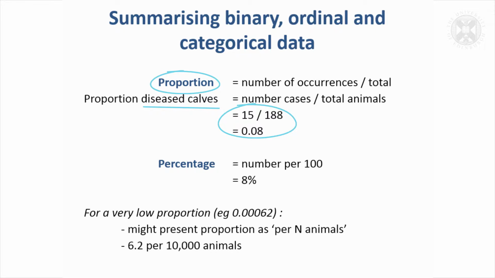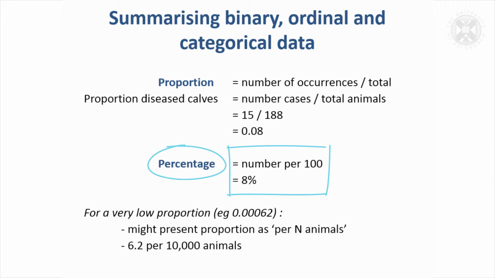is 0.08. More commonly, people are probably happier to talk not about proportions, but about percentages. So simply multiply your proportion by 100 and you get a percentage. So 8% of the calves had the disease.